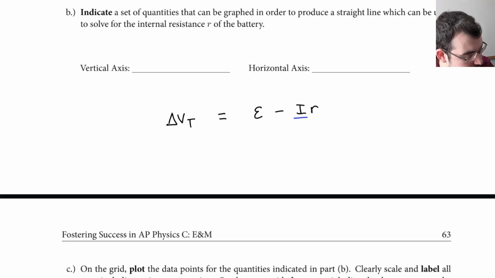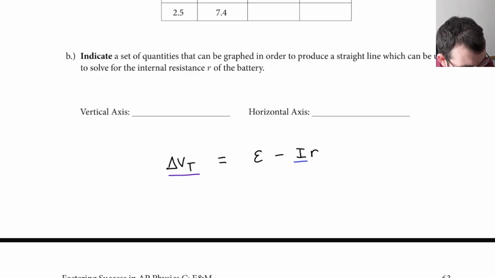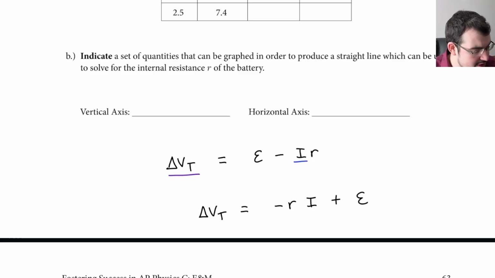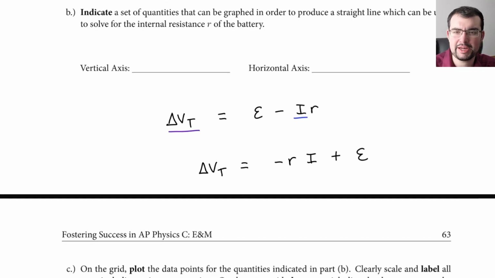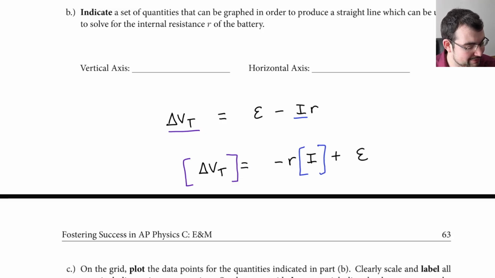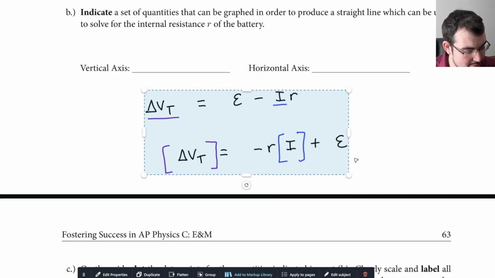Notice that our variables are the terminal voltage and the current. Everything else is a constant. So we can do some rearranging. I can rewrite this as negative R times I plus epsilon. This is a really interesting linearization because we get some things that aren't common in this class. First, we actually didn't need to transform anything. You totally could. Some of these things might bother you, and you might want to graph something else. But notice we get a couple of things with this linearization that aren't particularly common.